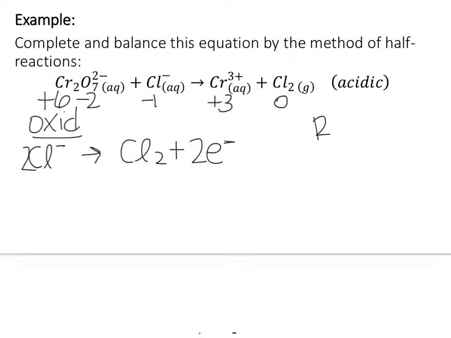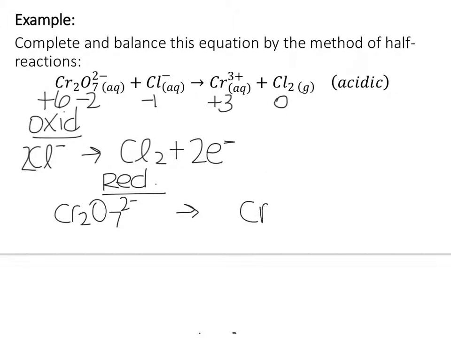Okay, reduction. I'm actually going to put that down here. It's going to be everything else. Cr2O7 2 minus produces Cr3 plus. Okay, I have 2 chromium on the left, so I need 2 on the right.